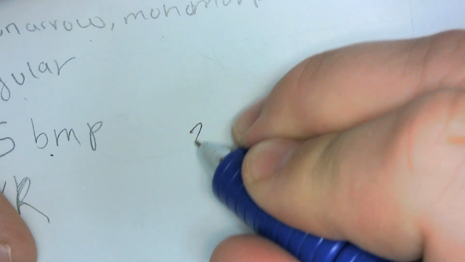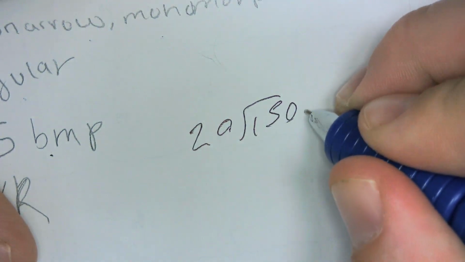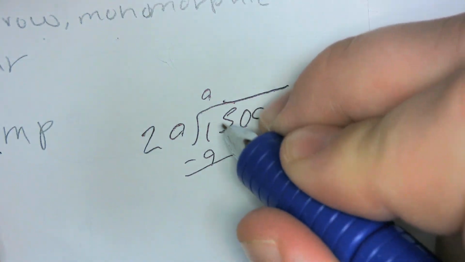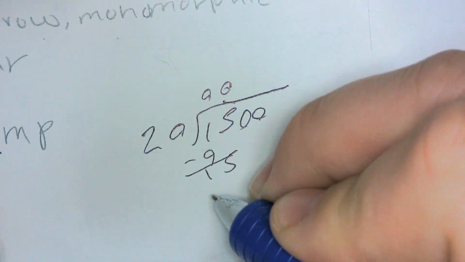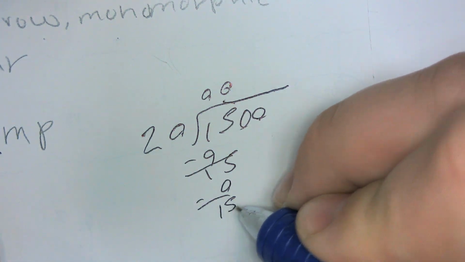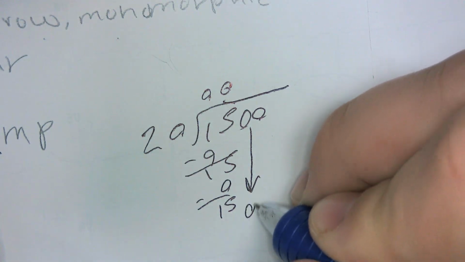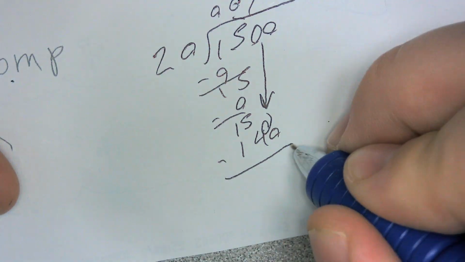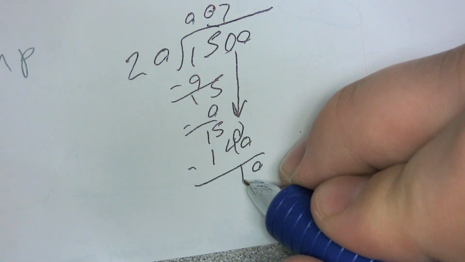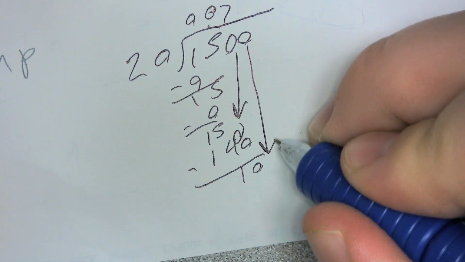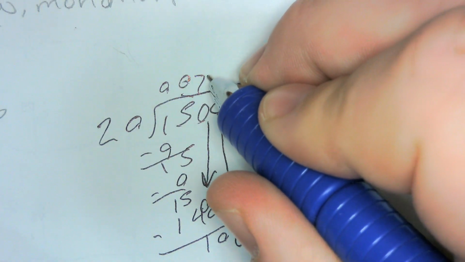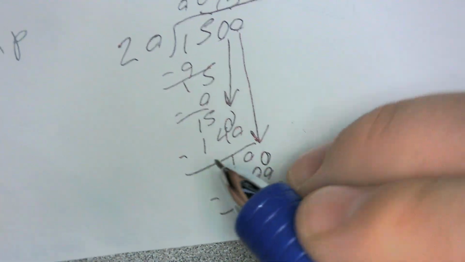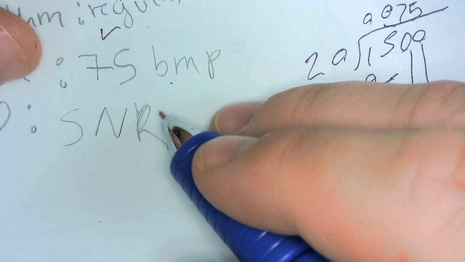And so what happens is I say, hey, how many times does 20 go into 1500? So 20 doesn't go into 1, 20 can't go into 15. All right, so I'm going to carry this down. 20 goes into 157 times, so that's 140. So that's 0, 1, and I'm going to carry down my next 0, so 100. So 20 goes into 100 5 times. So that's 100, and I get 0. So yeah, this is 75 beats per minute.